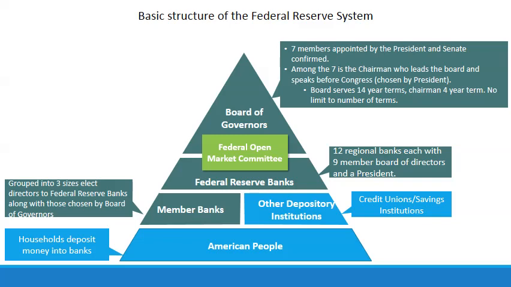And then in the middle, between the Board of Governors and the Federal Reserve banks, we have what's called the Federal Open Market Committee. It's the 7 members of the board plus 5 of the 12 bank presidents. Its purpose is to regulate the money supply through different actions available to it. So that's how the structure of the Federal Reserve breaks down.